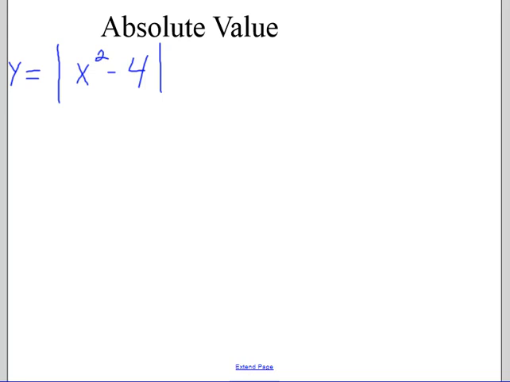Absolute value. First of all, what does x squared minus 4 look like? Describe it. The y-intercept is 0, -4, and it is a regular parabola. It's the parent function of x squared. The parent function is x squared, and the minus 4 drops it down 4, takes it down to 0, -4.